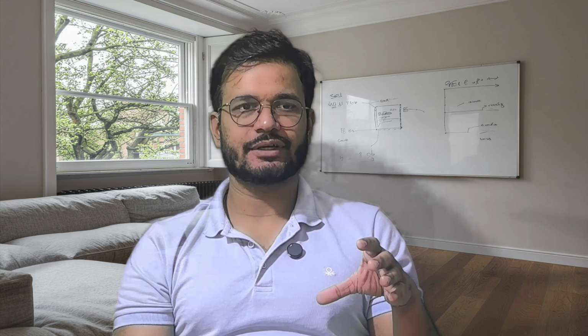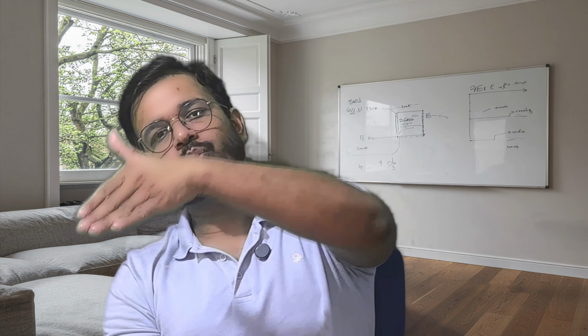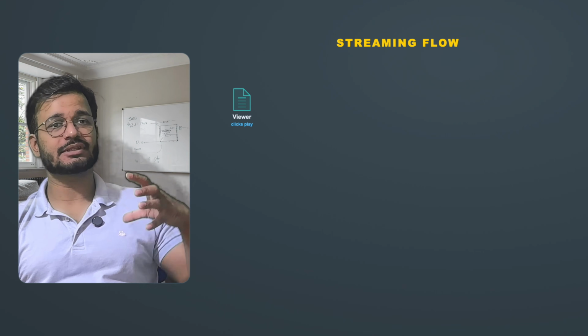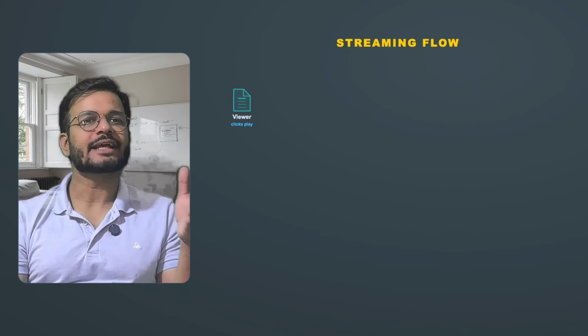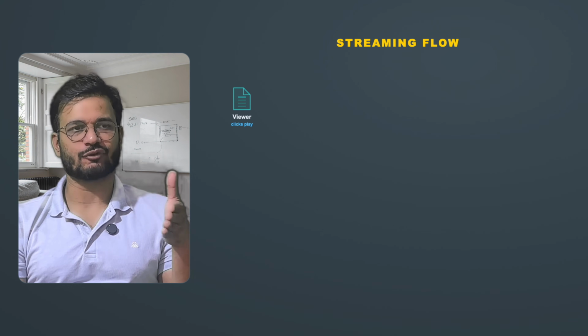After the DAG completes, the video status in the database flips from processing to published. The creator gets a notification then. The video becomes visible in search and the feeds. The next flow we'll discuss is the streaming flow.